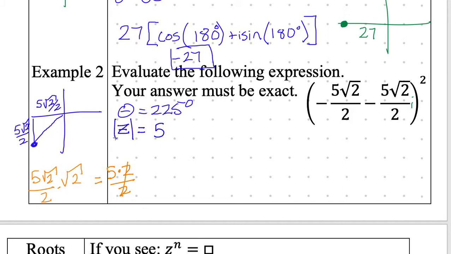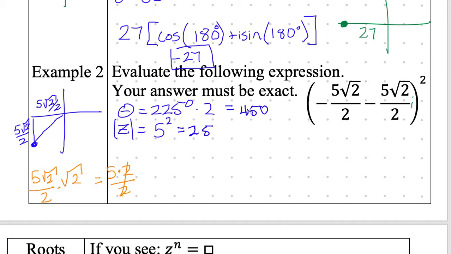From there, I'm going to use the formula that I'm going to square the 5 and double the argument in order to figure out where I land, because this is to a power of 2. If this was a 3, both of these would be 3. If it was a 4, both of them would be 4. So 225 times 2 is 450. 5 squared is 25. So now I need to graph this thing.